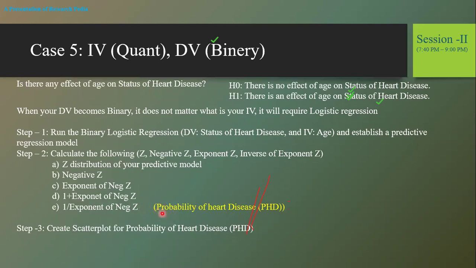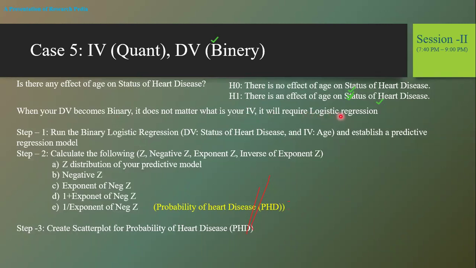Then after calculating your probability of heart disease, you will go to step 3, which is creating a scatter plot for probability of heart disease. So in this example, we will analyze our data using binary logistic regression. And how can we understand that binary logistic regression is required? Whenever your dependent variable is binary, you need to understand that your DV requires binary logistic regression. So when your DV becomes binary, it does not matter what your IV is. It will require binary logistic regression.